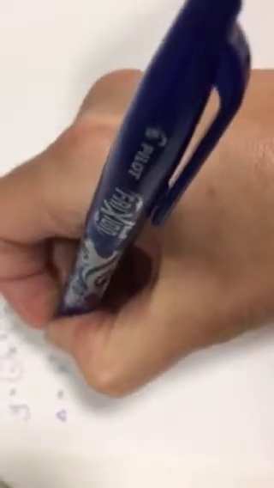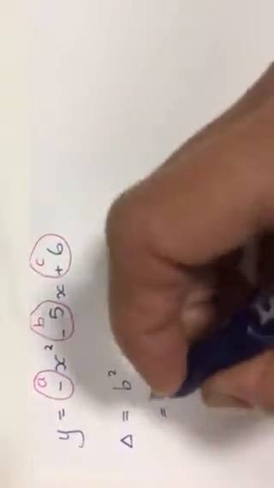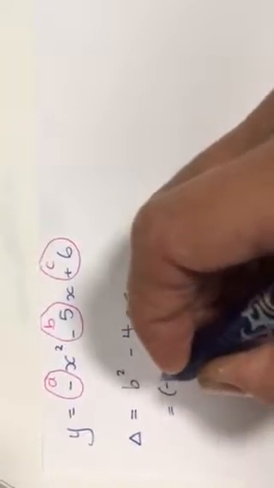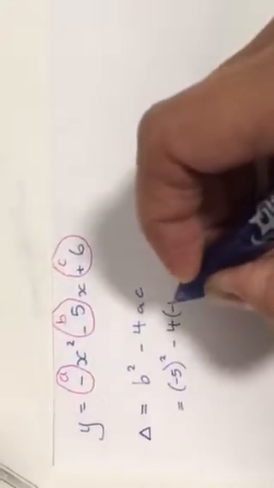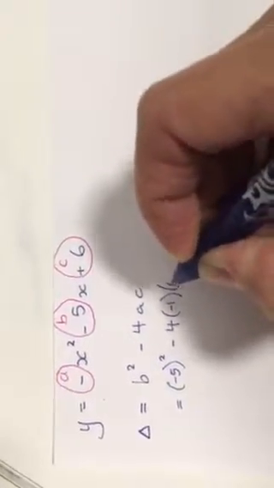So the formula for the discriminant is b squared minus 4ac. And we want to substitute in carefully with that. So b is -5 squared. Take away 4 lots of a, which is -1, and c, which is 6.